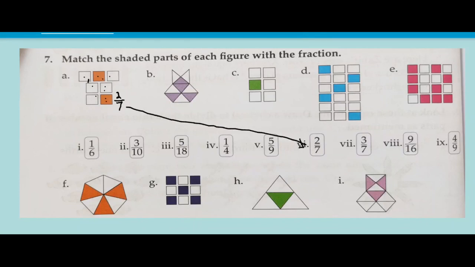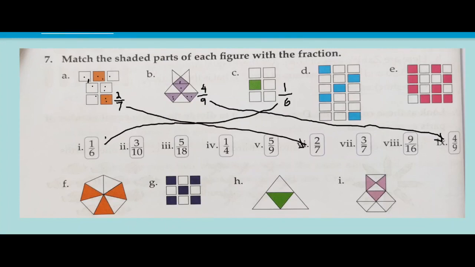Next, out of 1, 2, 3, 4, 5, 6, 7, 8, 9 parts, 1, 2, 3, 4 parts are shaded. So this will be 4 by 9. You can write here 4 by 9. Yes, small 4 by 9, and you can match this 4 by 9. I can see it here in number 9, Roman number 9. So this will be matched with 4 by 9. In the same way, number C, out of 6, only 1 is shaded. So it will be 1 out of 6. That is 1 by 6. So where is 1 by 6? It is in the first. So we will match it with 1 by 6.